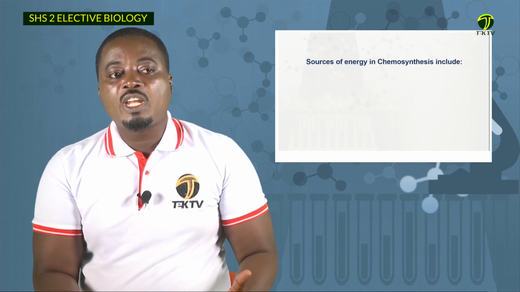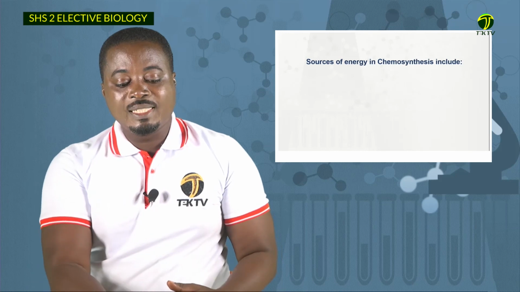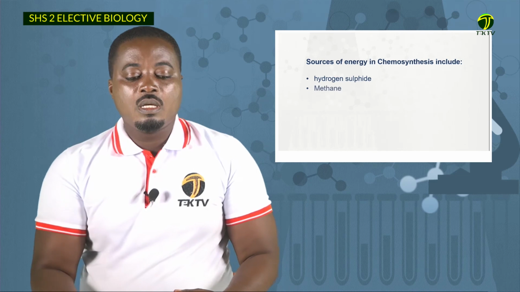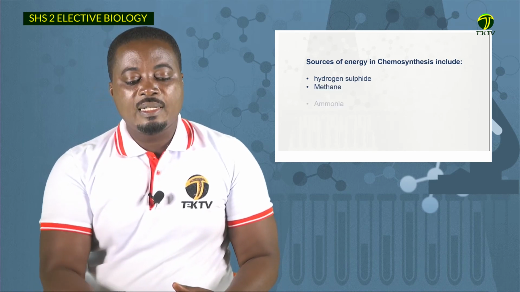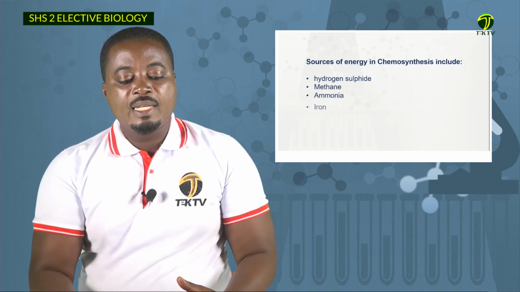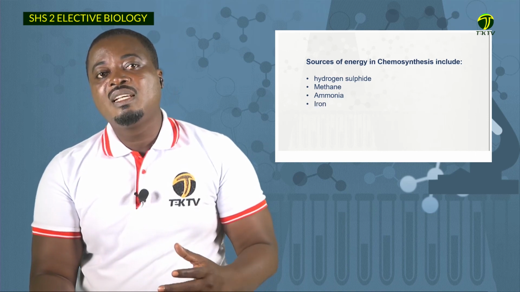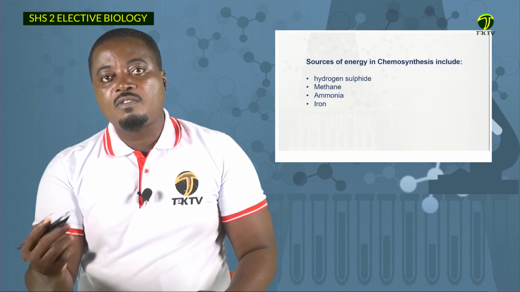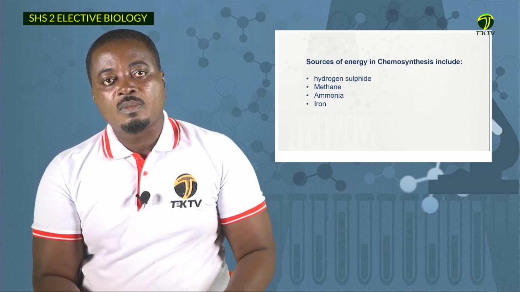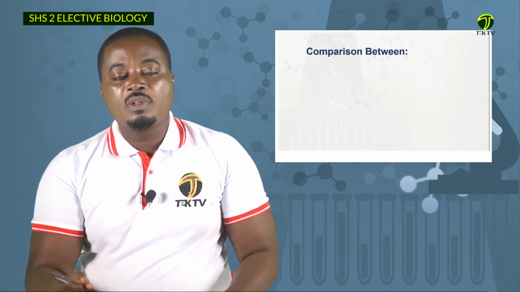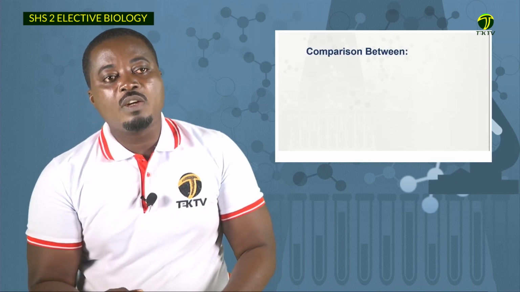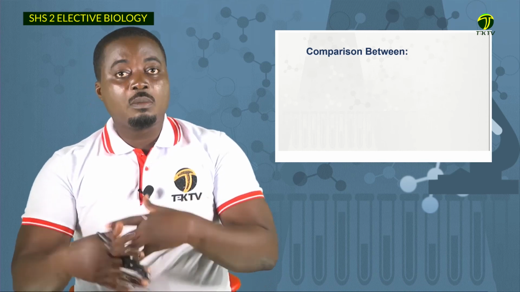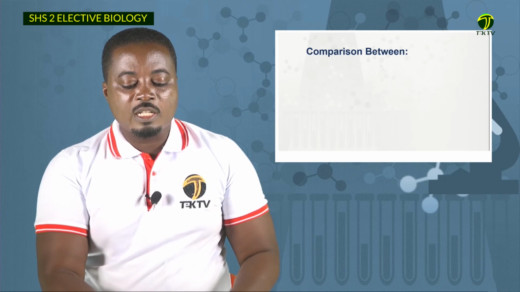Sources of energy in chemosynthesis include hydrogen sulfide, methane gas, ammonia, and iron. These chemicals serve as a source of energy that drives the reaction in chemosynthesis. And because of that, some of them even give their names. So we have hydrogen bacteria, sulfide bacteria, and so on. Some bacteria get their names from the chemicals that they use.